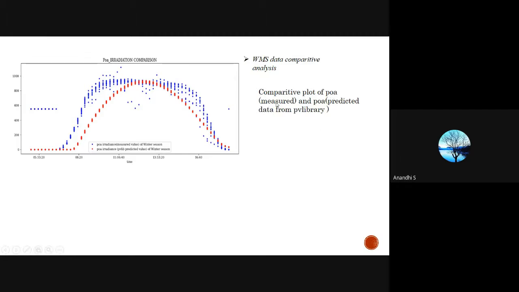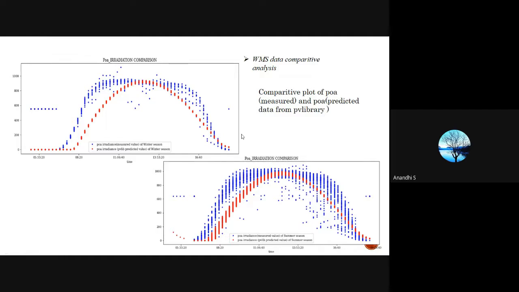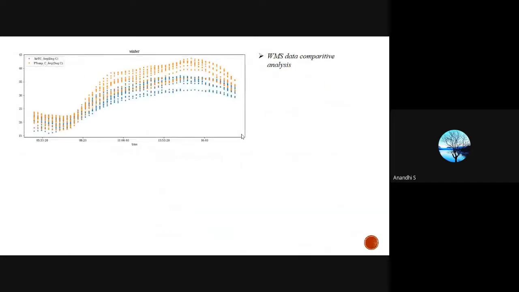a comparative plot of POA measured. Here we can see the POA irradiation measured value in each season, and this one is the predicted. The blue dots are the measured value, and this one is the predicted variable. This is a time versus irradiation plot, so here you can see how much difference is coming. Like that, this is for the seasons.